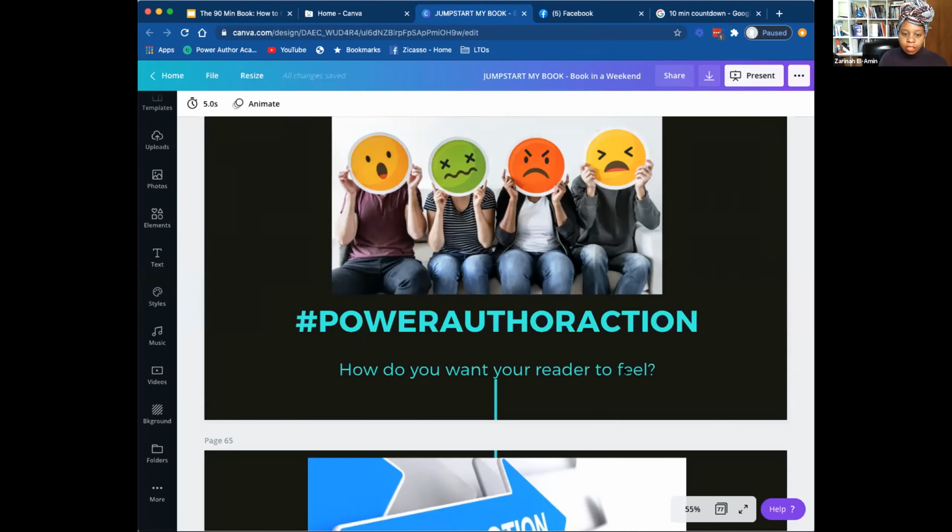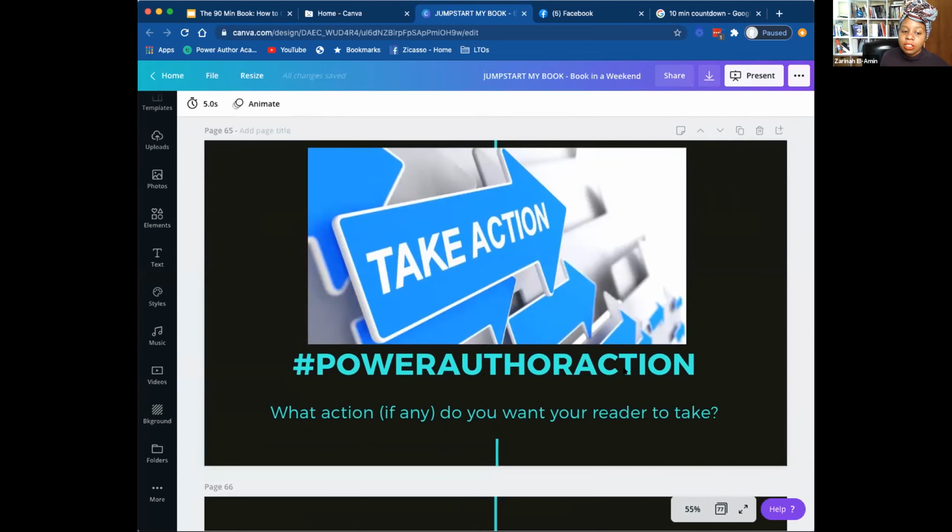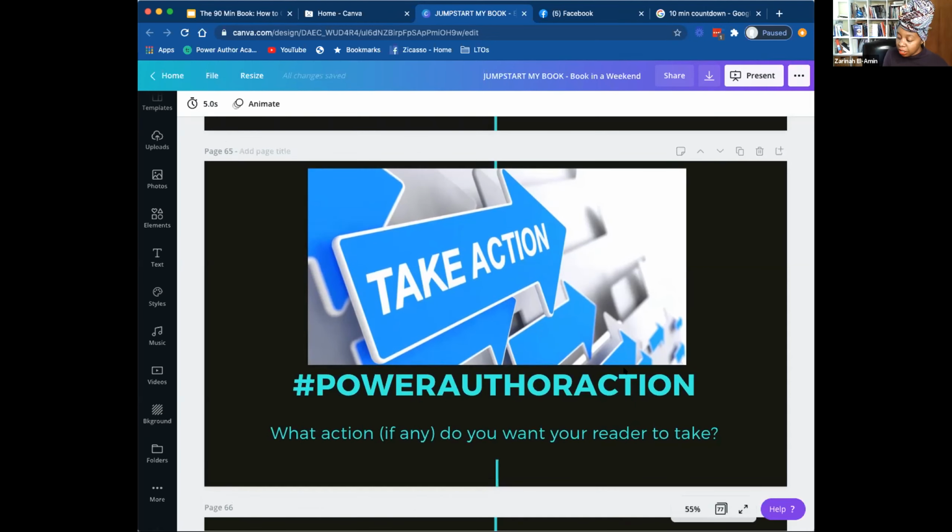All right, so that's on feeling. Now we're going to go into action. What action, if any, do you want your reader to take? Do you want them to take a specific action at the finishing of your book? Or is it just the idea that gets implanted or the emotion from the previous one? Is that it? Or do you want them to take a specific action when they read your book? And if yes, what is that action that you want them to take?